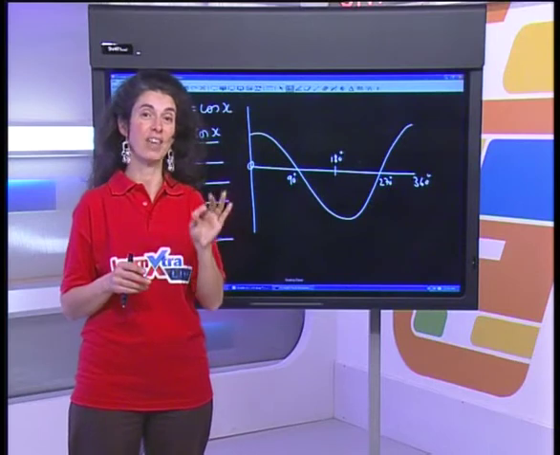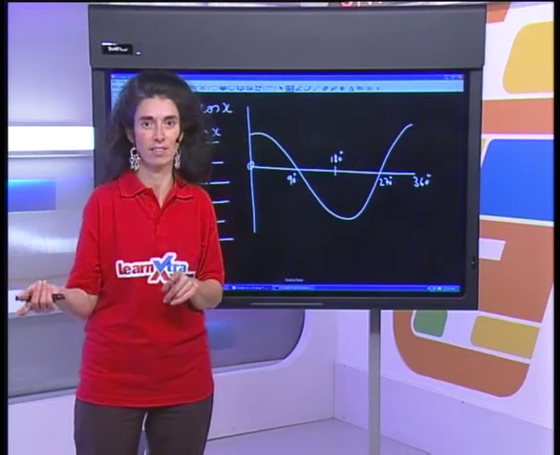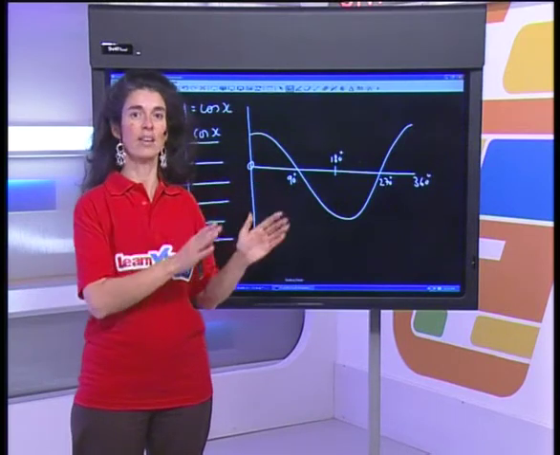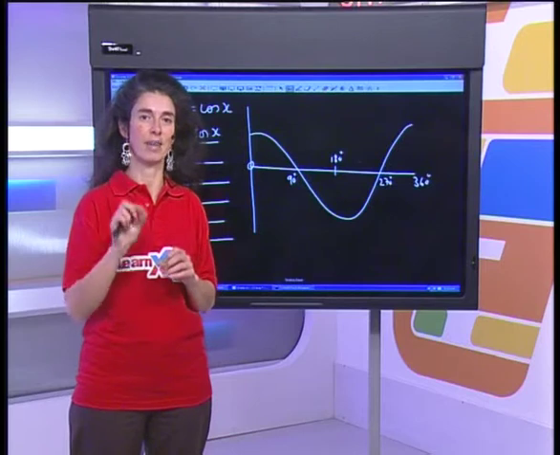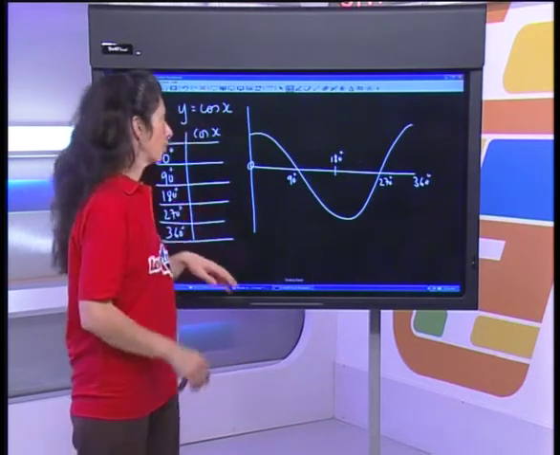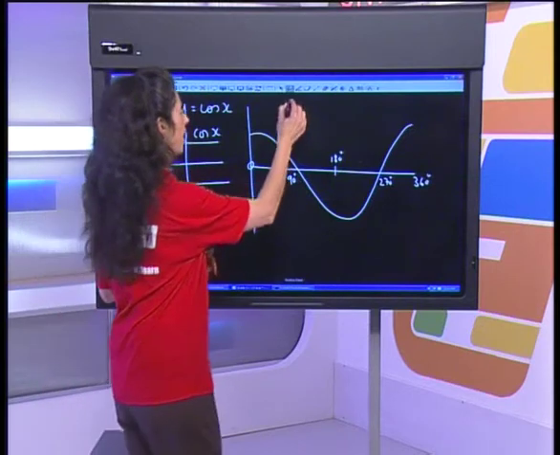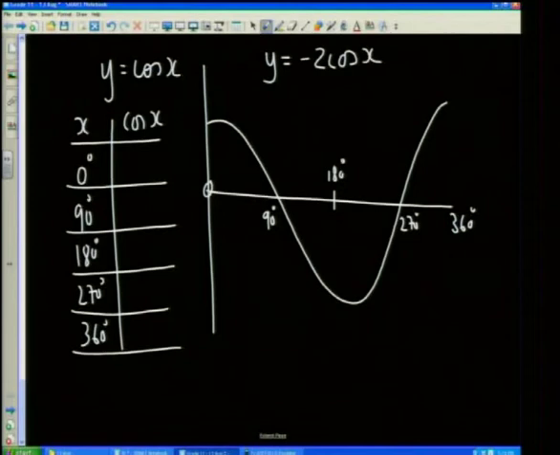If that coefficient of x changes to anything other than 1, then your period will be affected. For now, it's 360. How is your period affected? By taking 360 and dividing it by that coefficient. That's how the period is calculated. Now, for those that have asked about y equals negative 2 cos x, we plotted 2 cos x just now. What would negative 2 cos x look like?